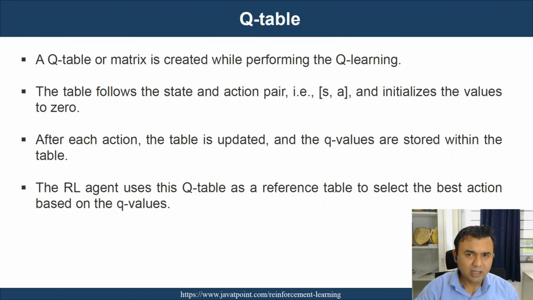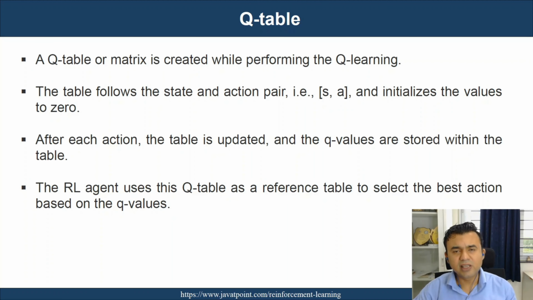And then finally, the Q table is nothing but a matrix or a table that is created while performing the Q learning. The table follows the state and action pair. It registers a particular state and action, and generally when it starts, it initializes as 0. After each action, the table is updated, and the Q values are stored within that particular table, right?